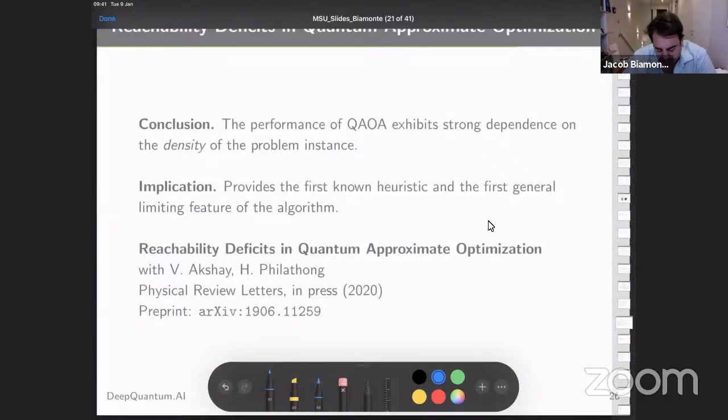So the conclusion is that the performance of QAOA exhibits strong dependence on the density of the problem instance. The implication is that this provides the first known heuristic and the first general limiting feature of the algorithm. There were also barren plateaus that were studied, but this is quite different. The barren plateaus, at least in their initial format, were done quite abstractly in some kind of large-number limit. Now we're looking at random matrix theory to be able to calculate these. There are also some good groups at Los Alamos and elsewhere working on related topics.